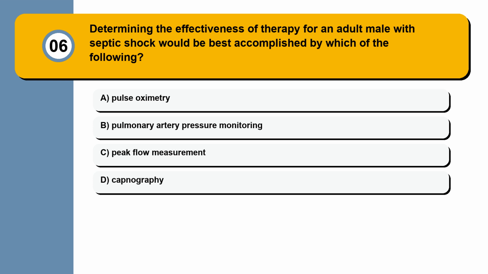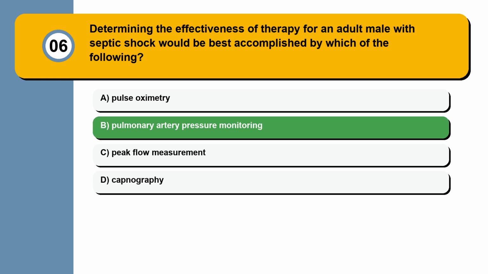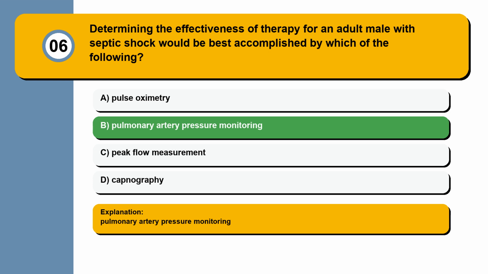Question 6. Determining the effectiveness of therapy for an adult male with septic shock would be best accomplished by which of the following? Pulse oximetry, pulmonary artery pressure monitoring, peak flow measurement, capnography. The answer is pulmonary artery pressure monitoring.